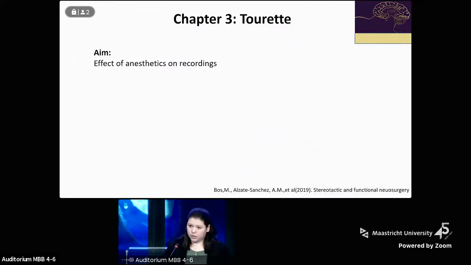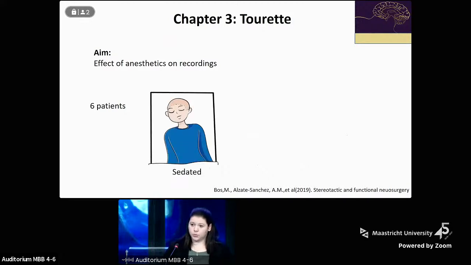Then moving on to the results, first I'm going to start with Tourette. This is an exploratory study. We started with a small group of only 6 patients, which were all sedated. What we wanted to see is whether the anesthesia had any effect. Because of the small group, we did a very simple analysis, and we found that there was no effect of the anesthesia on the quality of the results.